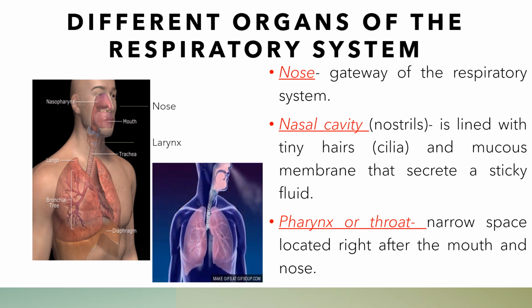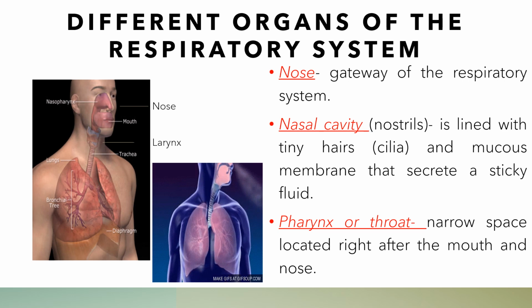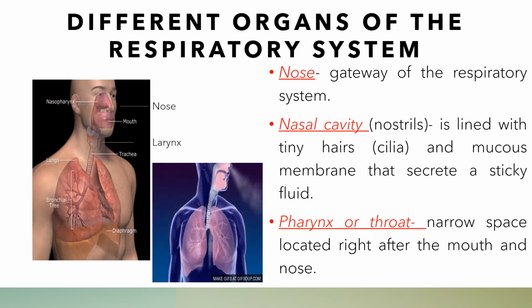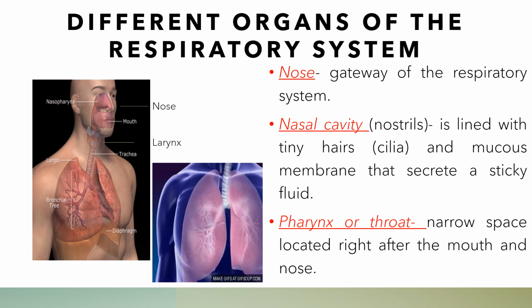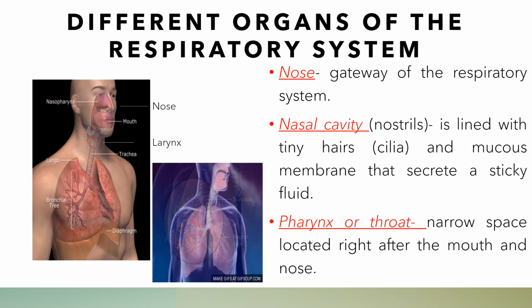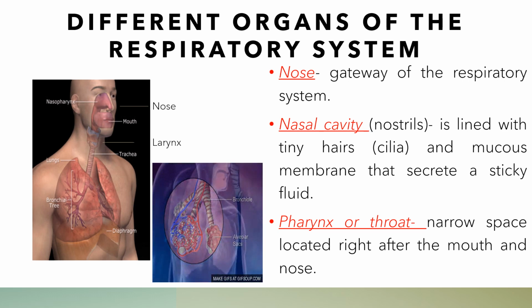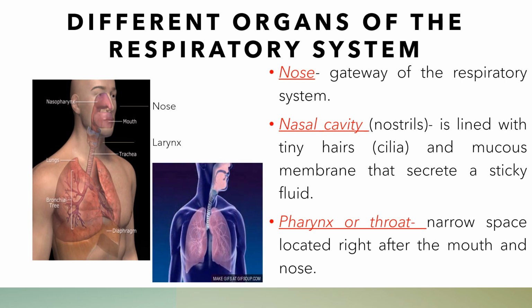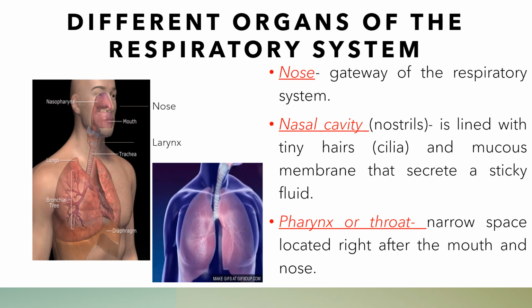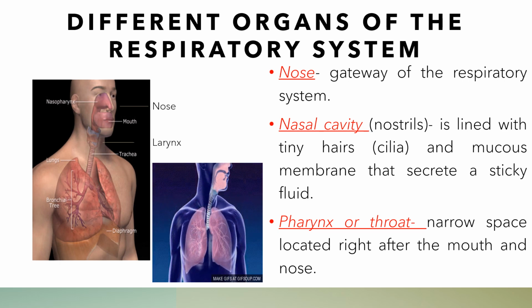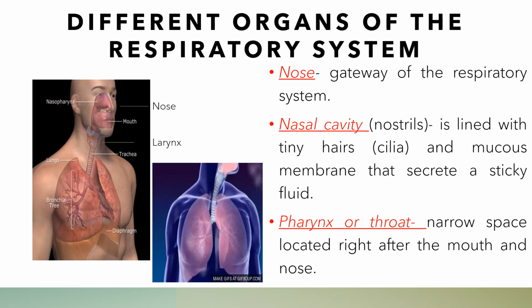Now, let's proceed to your nasal cavity or nostrils. The nasal cavity is lined with tiny hairs called cilia. Now, what is the main function of these cilia? They trap dirt and filter the air that you breathe in, and there is a mucous membrane that secretes a sticky fluid for the protection of your nasal cavity. Next, let's proceed with pharynx or throat. Your pharynx or throat is a narrow space located right after the mouth and the nose.